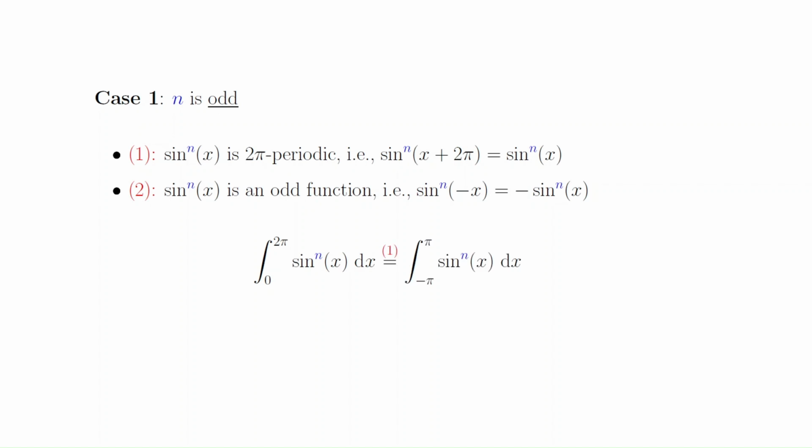Then we apply property 1 to change the interval of integration, because if the sine to the n of x has period 2 pi, then the integral is the same over any interval of length 2 pi. For example, it will be useful to consider the interval negative pi, pi. And finally, we use property 2 to prove that this integral is 0, since the sine to the power of n of x when n is odd is symmetric with respect to the origin, and we are integrating over a symmetric interval. In conclusion, if n is odd, the integral of the sine to the power of n of x from 0 to 2 pi is 0.